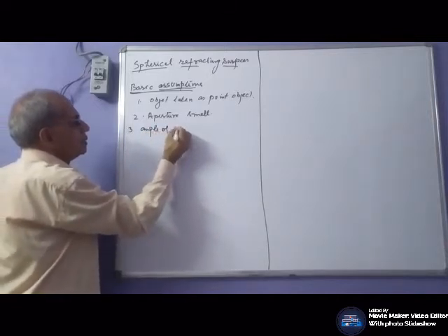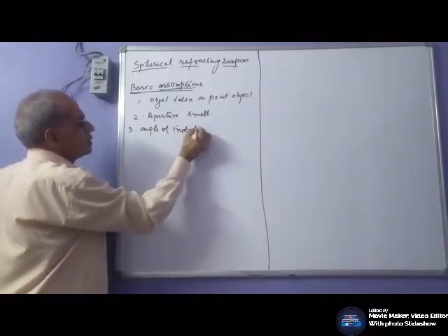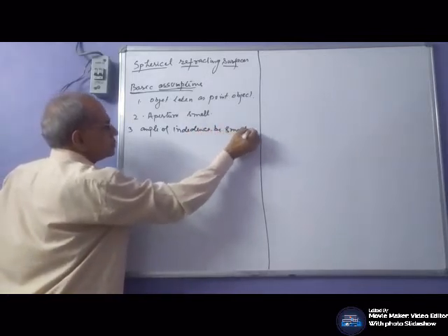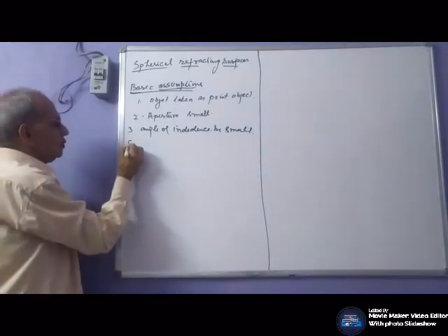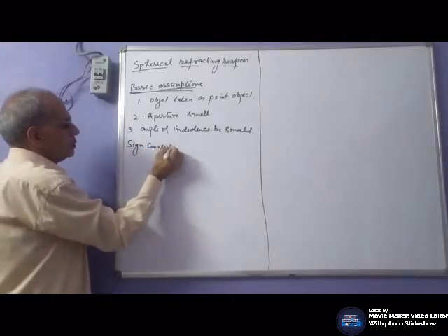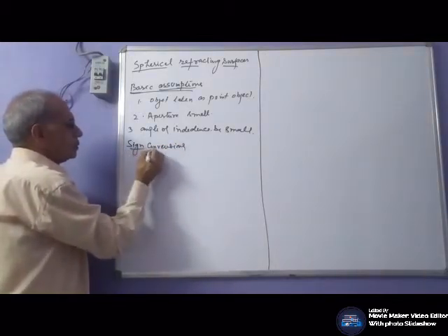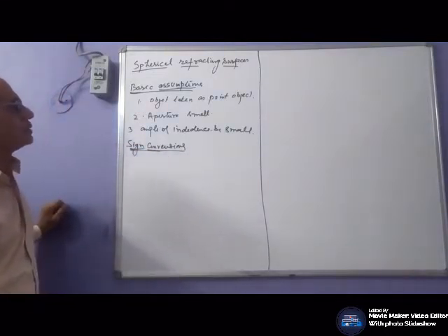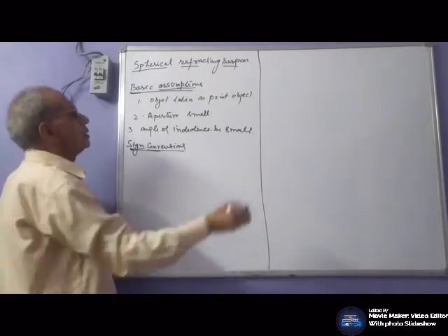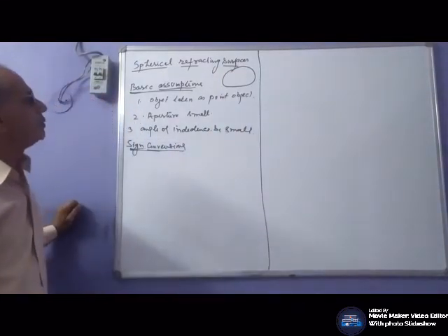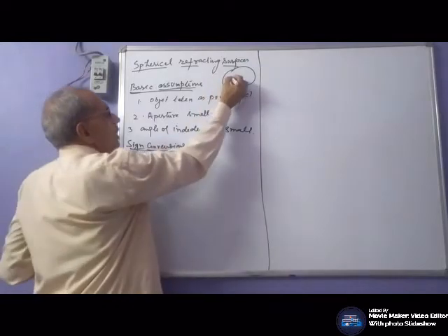Angle of incidence be small. Sign conventions. What is a spherical refracting surface? A sphere of glass. This is a spherical refracting surface. It is total glass.